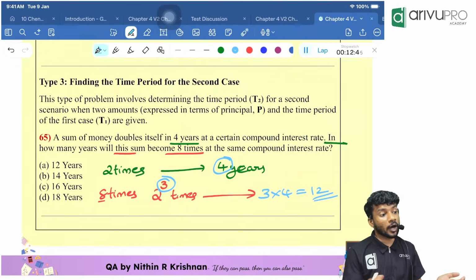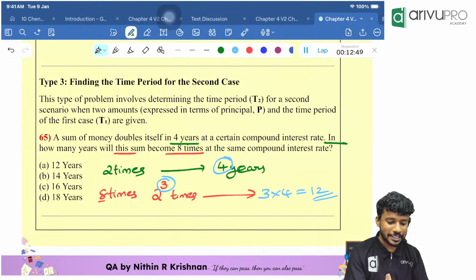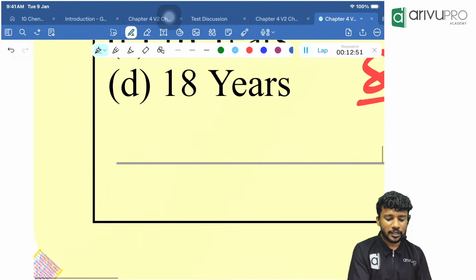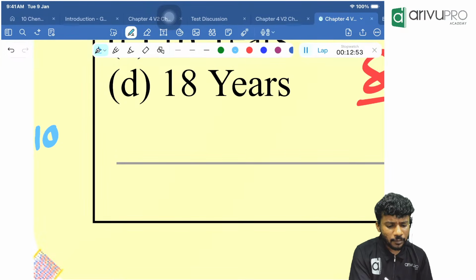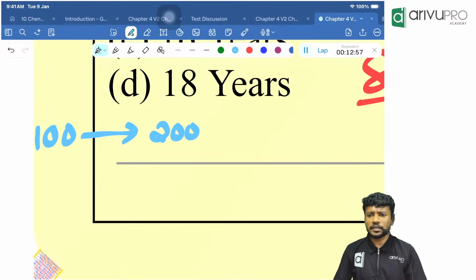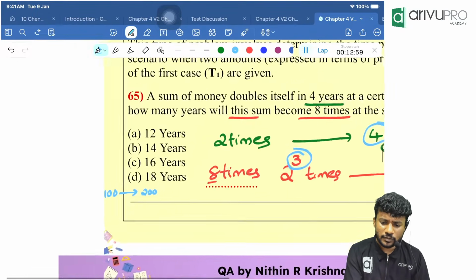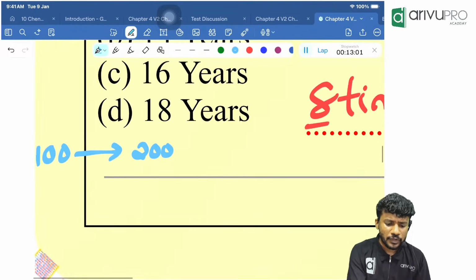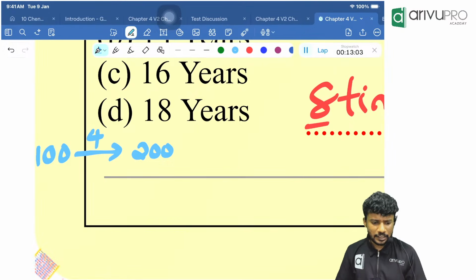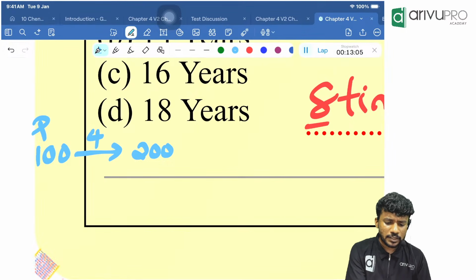But I will show you how it came like this. You should know, right, how I made it like this. The method is like this, people. For example, a sum of money doubles means 100 should become what? 200. Correct? Then they are telling that in how many years it is becoming like that? In 4 years. In 4 years it is becoming like that. Then this is my principal, this is my amount.